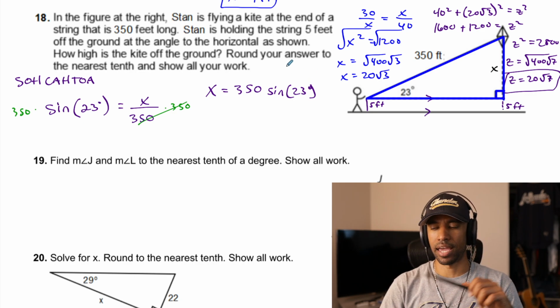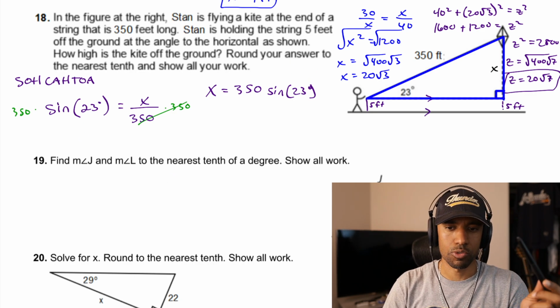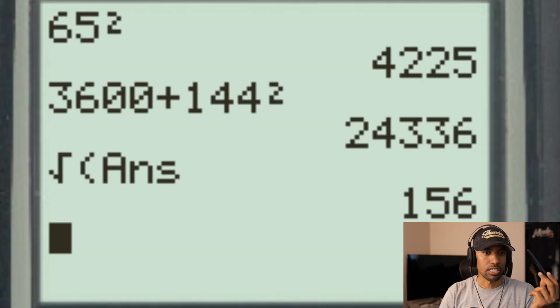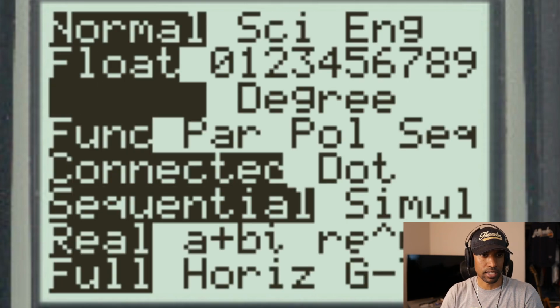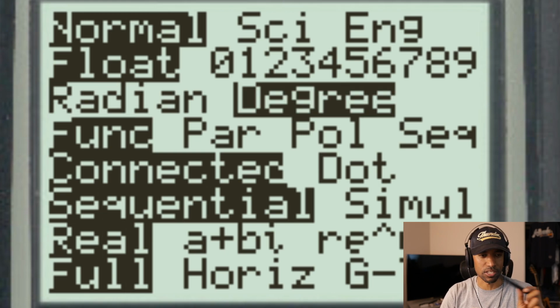Now let's go ahead and calculate this. So when I use my calculator right here, I need to make sure that here are my calculations from before. I need to make sure that my calculator's in degrees. Mine is actually in radians right now because the simulator always resets each time.